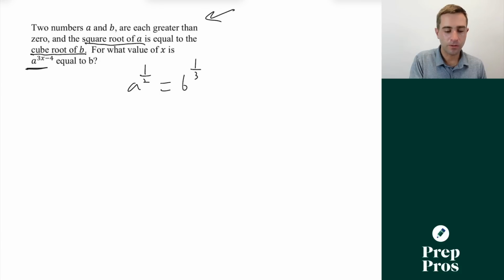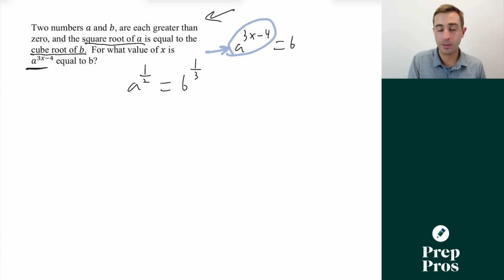What we're solving for is we know that in the final sentence they tell us a to the 3x minus 4 is equal to b. And we want to solve for x. Now, if we ever want to solve for a variable in an exponent, we need to be able to have our bases the same so we can cancel them out. So what we need to do is use this second equation so we can substitute in another a value for b.